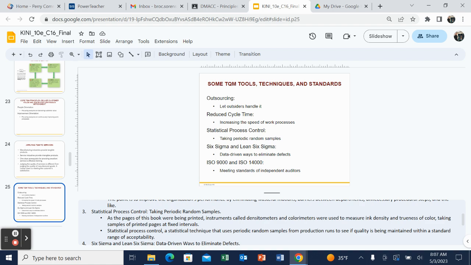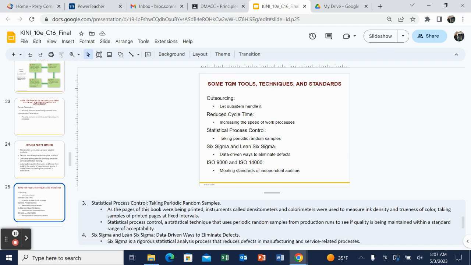So taking periodic random samples. So with this, as the pages of this book were being printed, instruments called densimeters and colorimeters were used to measure ink density and trueness of color, taking samples of printed pages at fixed intervals. Statistical process control, a statistical technique that uses periodic random samples to see if the quality is being maintained within a standard range of acceptability.